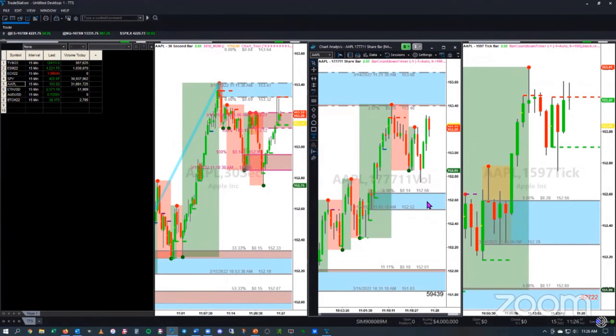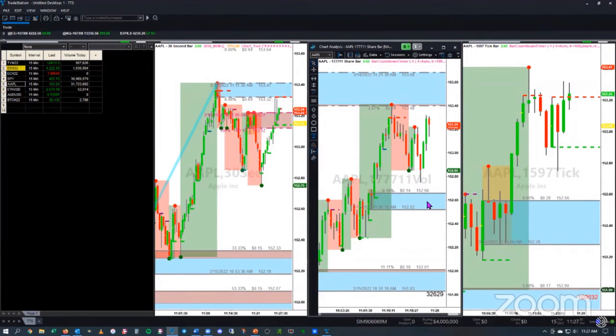But I tend to use the higher. If I'm looking at a high volume stock, particularly like the FANGs, I would recommend looking at share bars, probably either the 10,946 up to the 17,711. I would use a range like that.